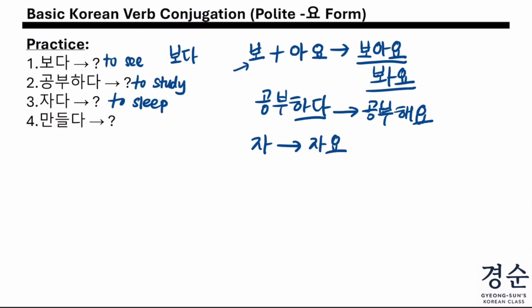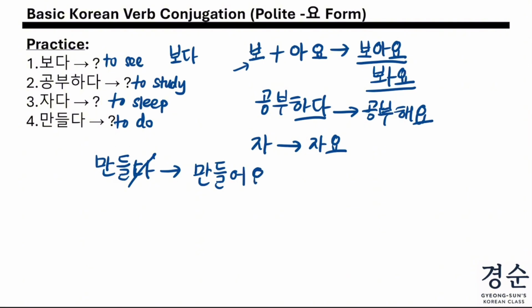And last one, we have 만들다, to make, right? So we remove the 다. So 만들. Okay, it's not a, it's not o, right? We add o, right? 어요. So it's 만들어요. So the pronunciation is 만들어요. Okay?